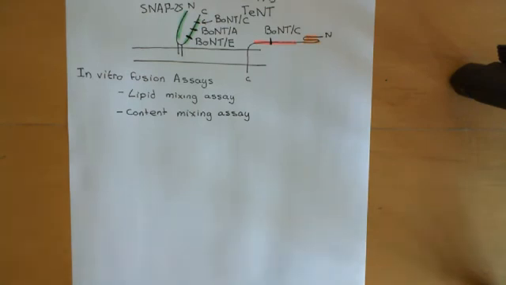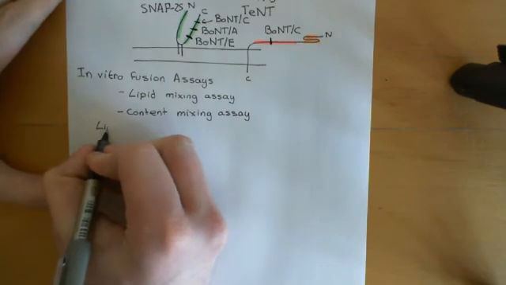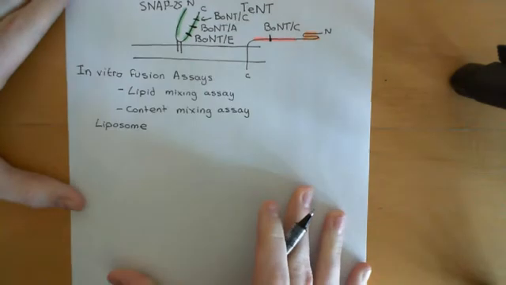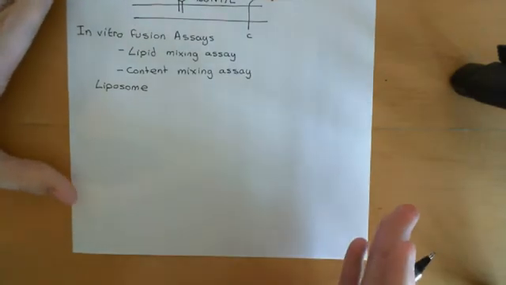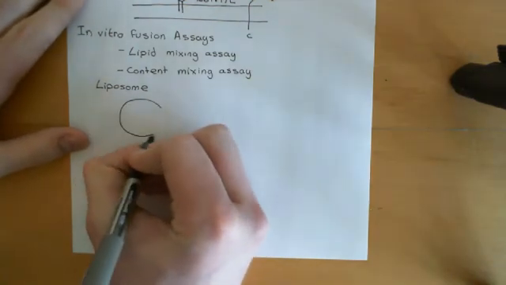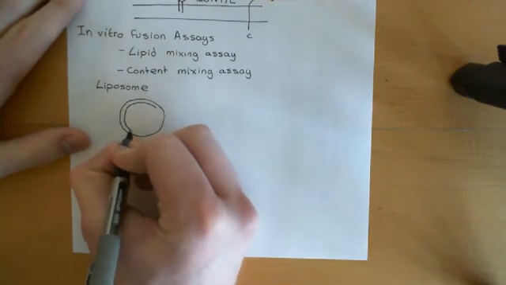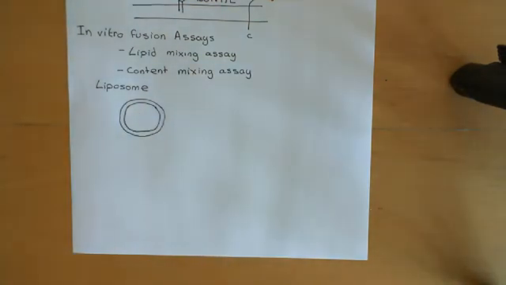So this is the idea that you can create liposomes. Liposomes are the starting point for all of this. So let me just explain what a liposome is. A liposome is effectively a vesicle that is not inside a cell, basically. It is a lipid bilayer bound structure, like so, that you have created artificially, but effectively it is just a vesicle. So the idea is this: you can create liposomes of two different types.